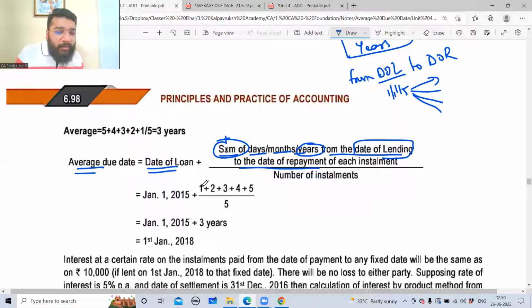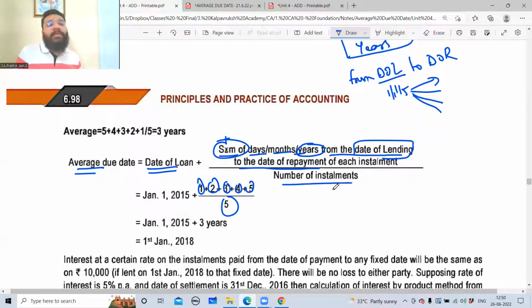So 1 plus 2 plus 3 plus 4 plus 5. Sum total divided by number of installments. How many installments they said they'll repay? 5 installments. So divide by 5. So you'll get 15 by 5, which is 3 years. So date of loan, 1st Jan 2015, plus 3 years, you land up the same date.